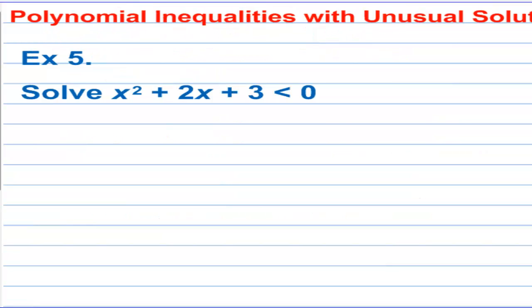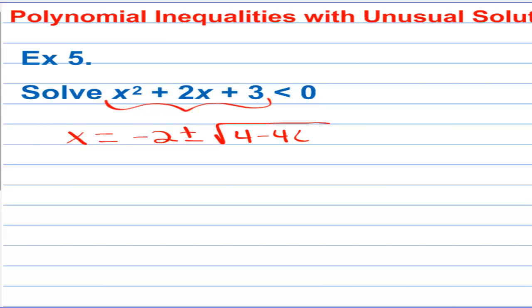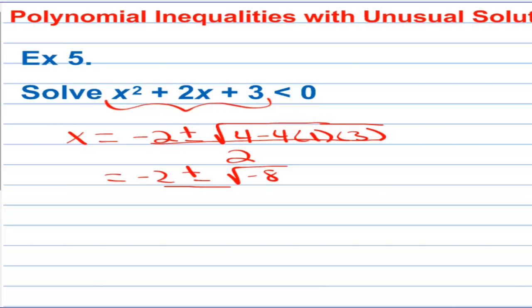Exercise 5, we have polynomial inequalities with unusual solution sets. We cannot factor this one, so maybe we use the quadratic formula. Negative 2 plus or minus the square root of b squared minus 4ac, divided by 2. And then we get negative 2 plus or minus the square root of 4 minus 12, which is negative 8, over 2. So the only two solutions are imaginary. So this graph does not cross the x-axis.